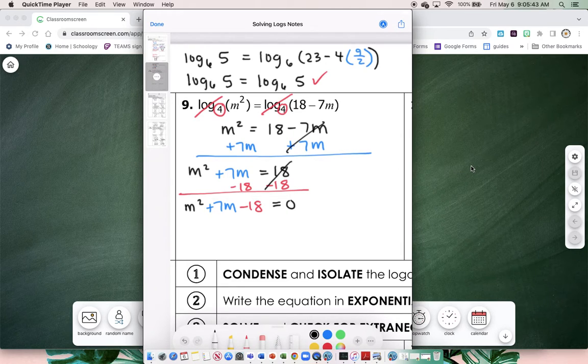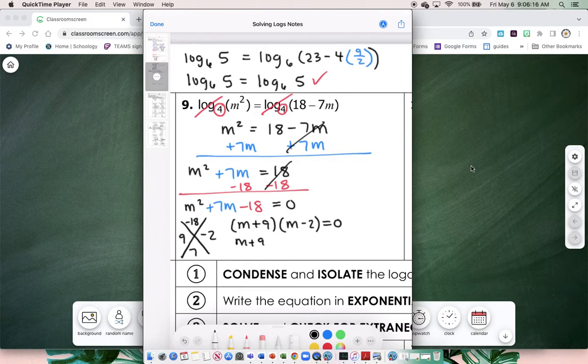What is factoring? X method. What we all love to do, right? In X method, we have a times c at the top, therefore 1 times negative 18, which gives me negative 18. Then we have b at the bottom. In this case, our b is 7. Think of two numbers that multiply to negative 18, but add to 7. And that gives us positive 9 and negative 2. Because a is 1, you can just write your factors as m plus 9, m minus 2. I'm not going to explain factoring in this video because we should all know it by now, right?